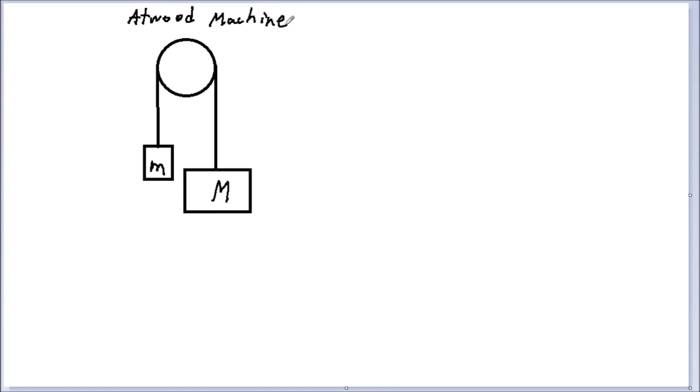Today we're going to be analyzing this neat little configuration known as the Atwood machine, or rather the idealized version of the Atwood machine. It consists of a pulley, which for our purposes is going to be massless, as this is the ideal case, and some massless rope that wraps around this pulley and is connected to two boxes, or two objects really, that do have mass.